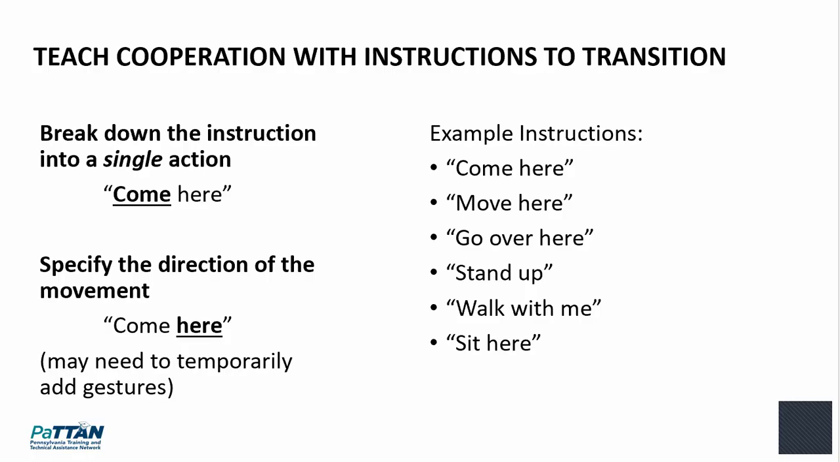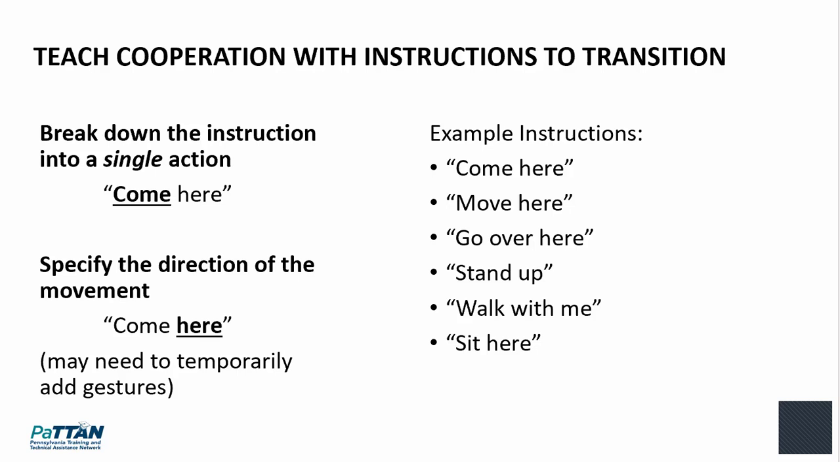So, for example, come here tells your child to start moving in my direction, approaching me, coming toward the sound of my voice. Move here signals to your child to move in the direction of your cue, so you might be using a gesture or proximity. Walk with me tells your child to start moving in the same direction as you, so they're transitioning with you and staying beside you during that transition.